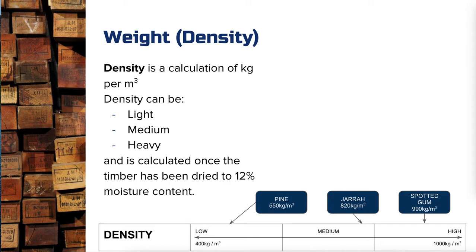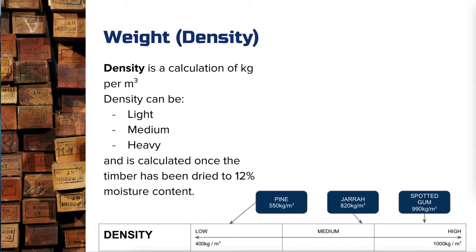When these calculations are done, though, to try and make it consistent, this is done when the timber has been dried to 12% moisture content. You may have heard us talk about EMC, equilibrium moisture content. In Sydney, that's around about the 15% mark. They specifically dry this down to 12% to keep it nice and consistent in their measurements, and that's how they do their calculation.